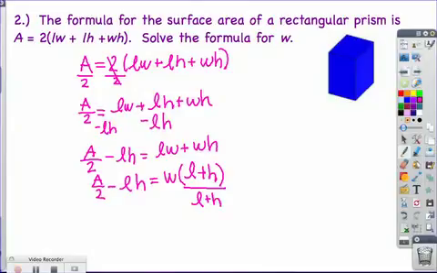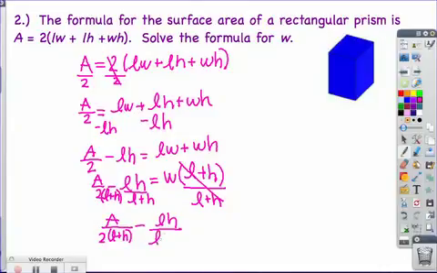Solve each indicated variable. Try this on your own, and when you're ready, you may resume. I'll begin by multiplying both sides by 2. 2s equals gt squared. Since I'm isolating g, and g is being multiplied by t squared, I do the inverse, which is dividing both sides by t squared. So g equals 2s over t squared.